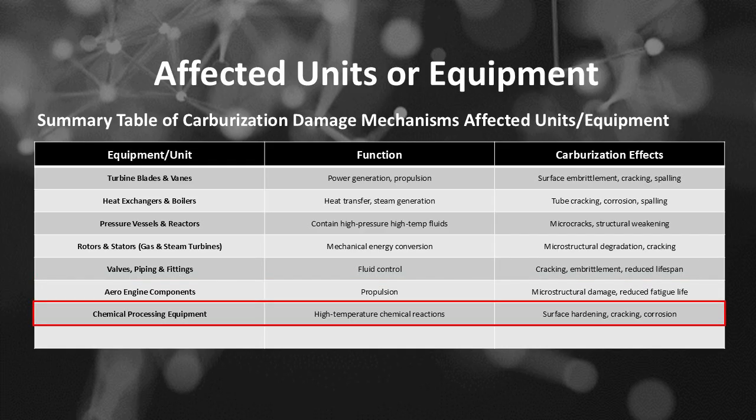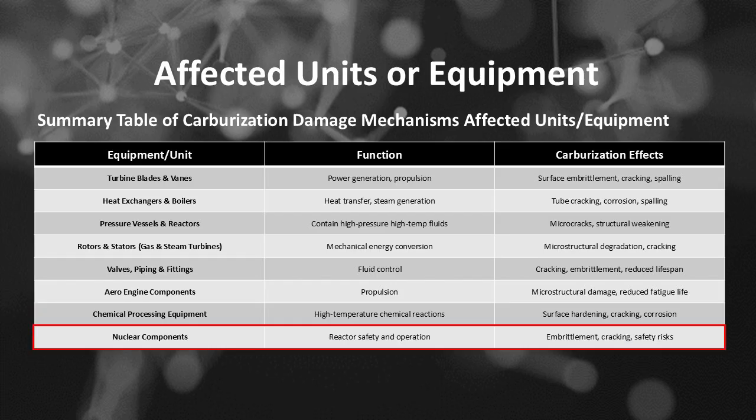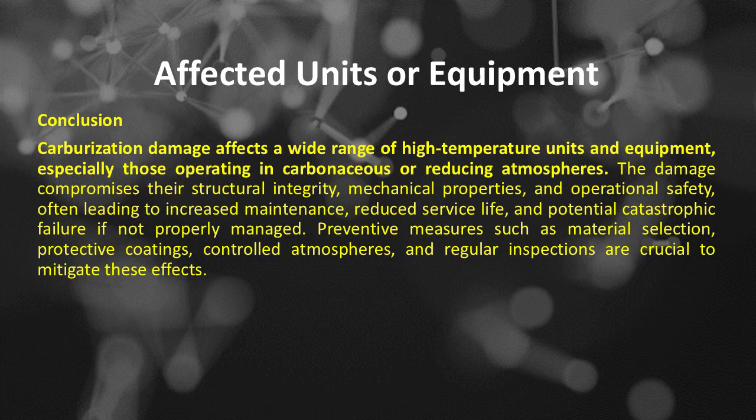If the equipment or unit is chemical processing equipment, then its function is high-temperature chemical reactions, and the carburization effects are surface hardening, cracking, and corrosion. If the equipment or unit is nuclear components, then its function is reactor safety and operation, and the carburization effects are embrittlement, cracking, and safety risks. Carburization damage conclusion.